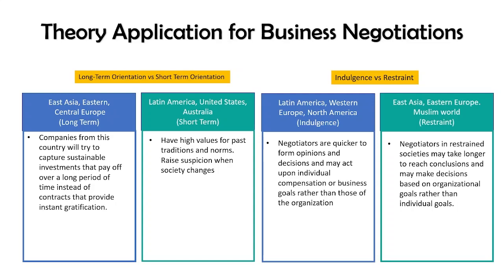The suspicion arises when a society changes. In terms of indulgence versus restraint, for indulgence, coming from countries in Latin America, Western Europe or North America, the negotiators are quicker to form opinions and decisions, and may act upon individual compensation or business goals rather than those of the organization, while for restraint, coming from companies in East Asia, Eastern Europe and the Muslim world, negotiation in Eastern society may take longer to reach a conclusion and make decisions based on organizational goals rather than individual goals.